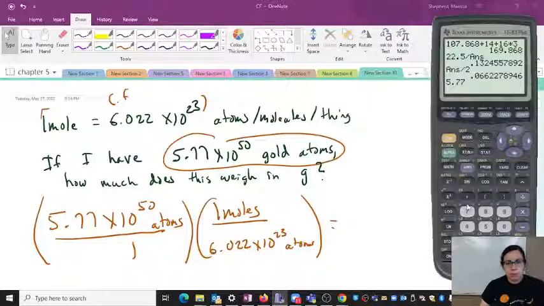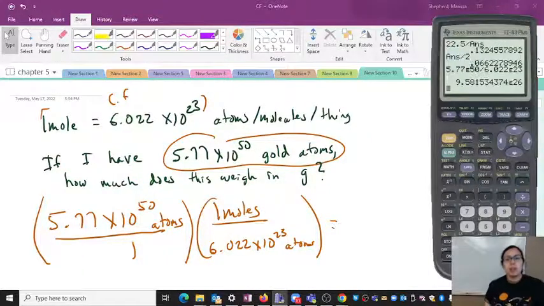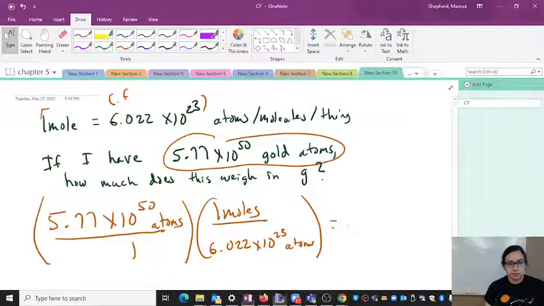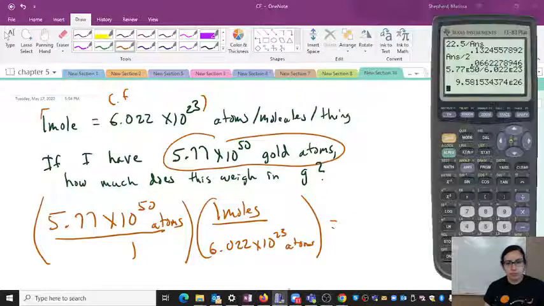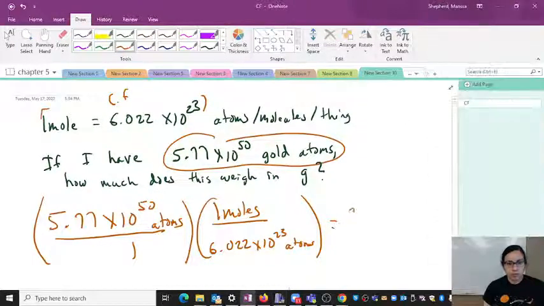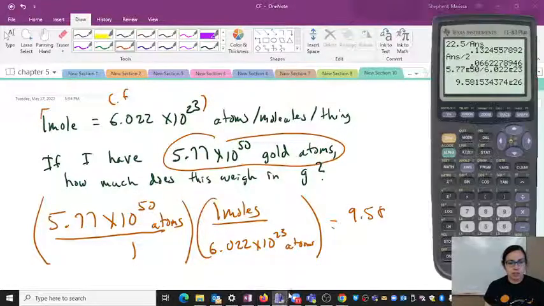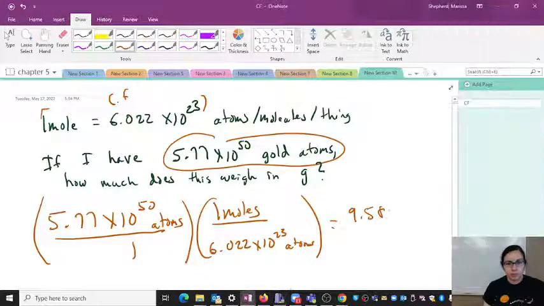So our first step, again, make sure you use your little E button to make your life easier. Just dividing by Avogadro's number. And so now we have moles: 9.58 times 10 to the 26 moles of gold.